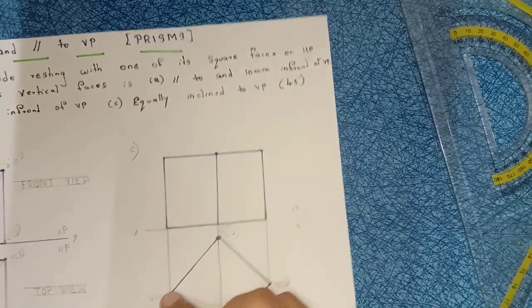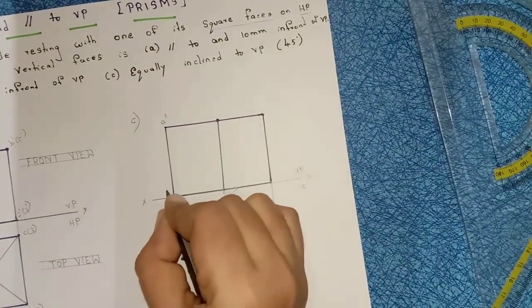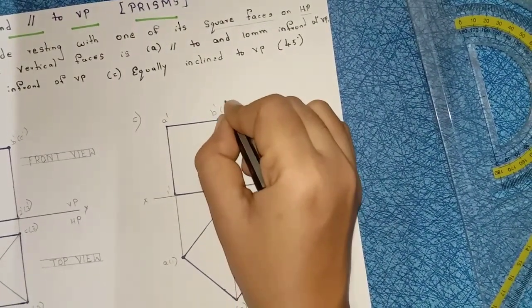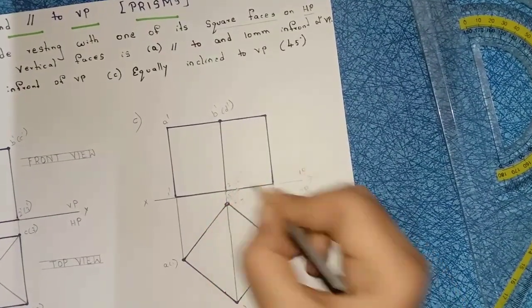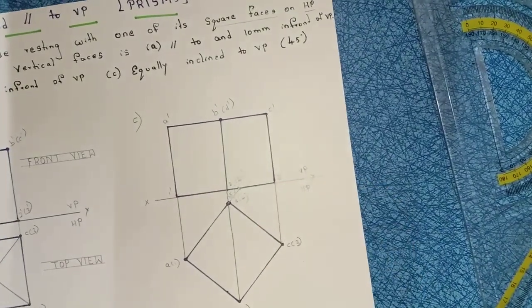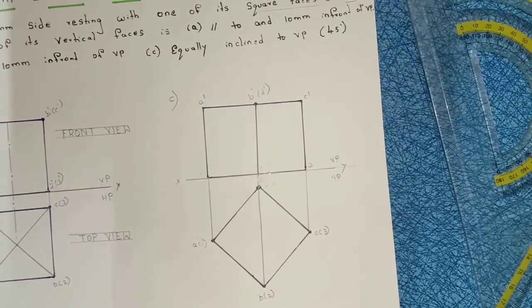Right? Again join here, right? So what is the point name? We are projecting A of 1, no? A dash 1 dash, B dash of D dash, 2 dash of 4 dash, here C dash, and here 3 dash, right?